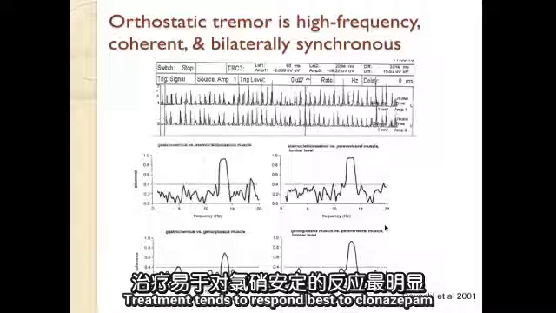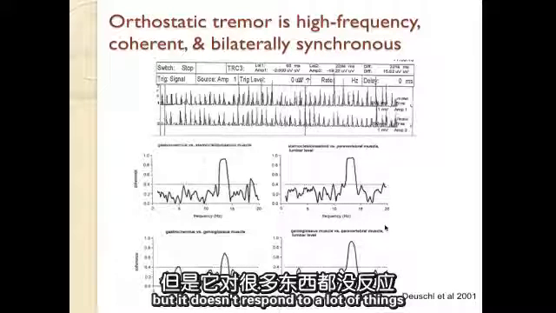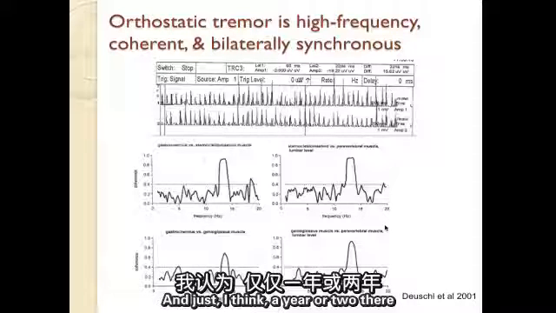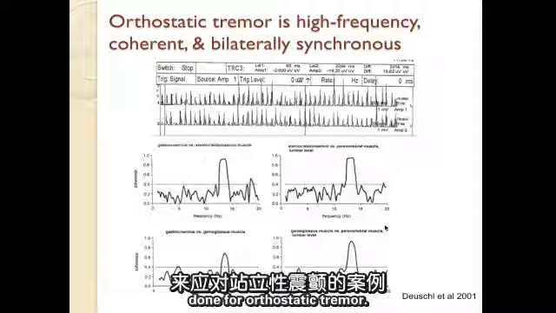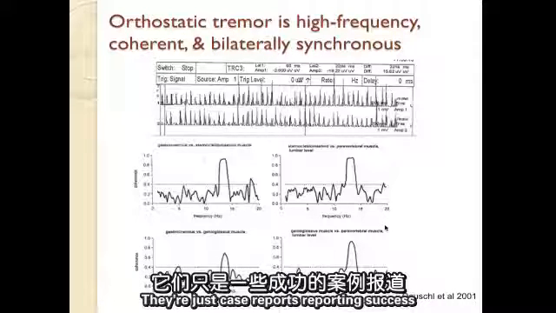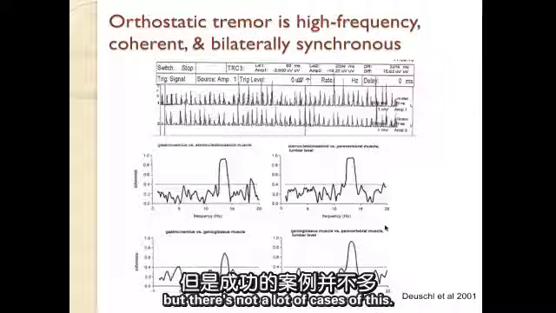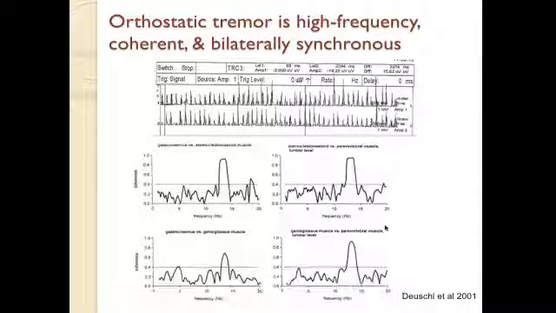Treatment tends to respond best to clonazepam, but it doesn't respond to a lot of things. And just, I think, a year or two ago, there were the first two cases of DBS of VIM done for orthostatic tremor. They're just case reports reporting success. But there's not a lot of cases of this.